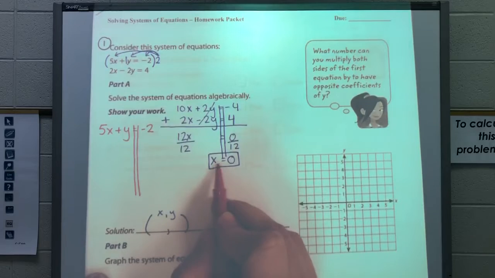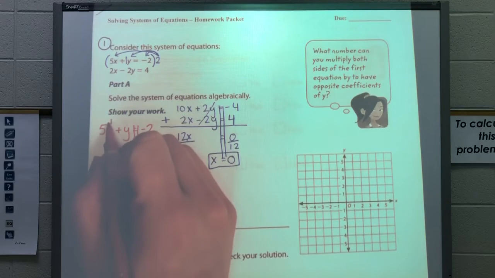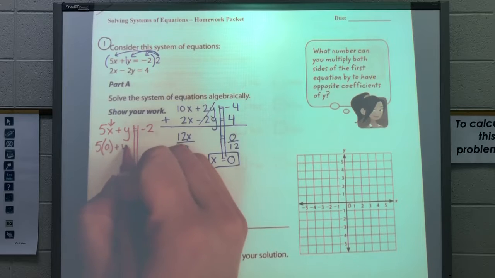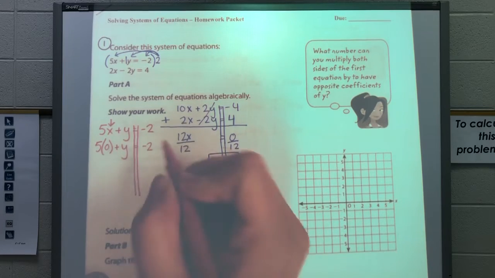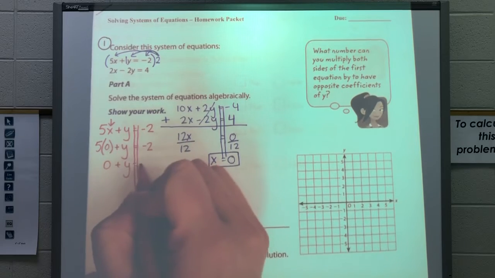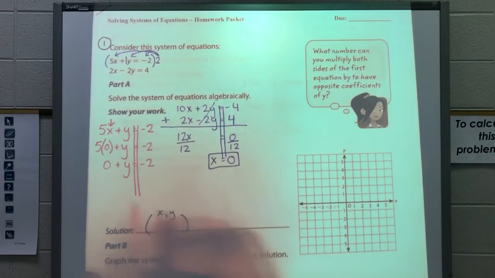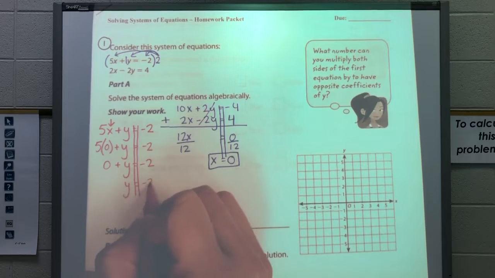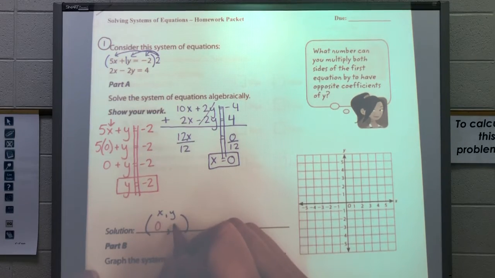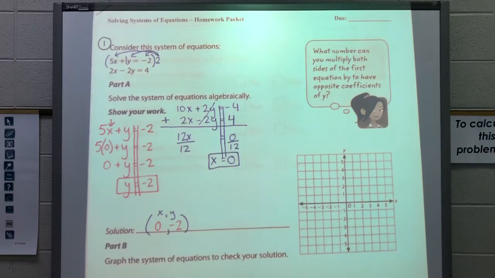And we're taking that x equals 0 and we're plugging it in right here. So that's going to give me 0 plus y equals a negative 2, which is just going to give me y equals negative 2. So my solution to the system of equations here that we found by doing the elimination method is (0, -2).